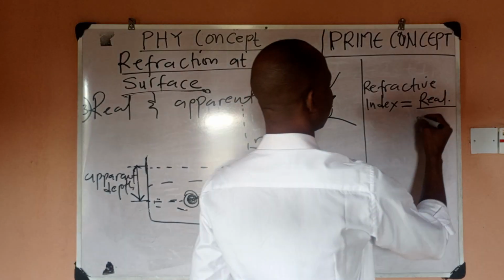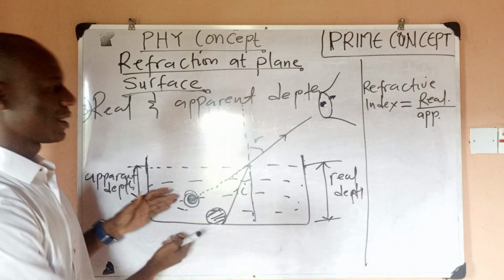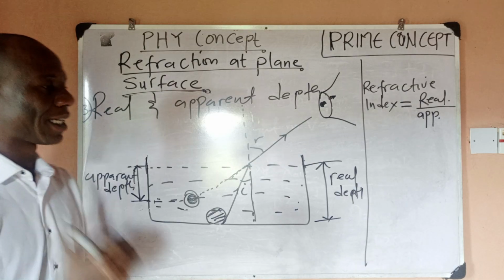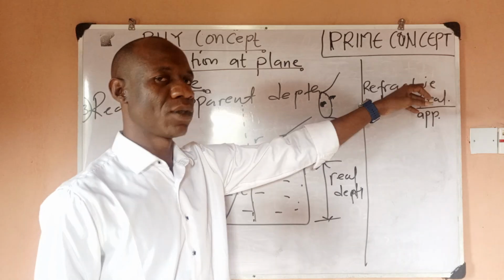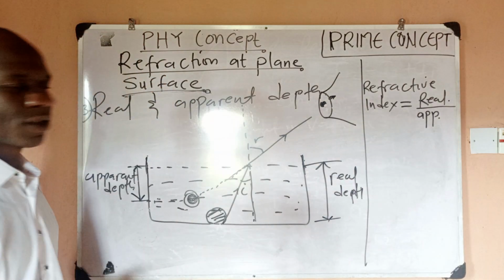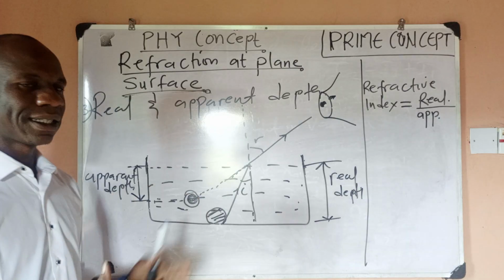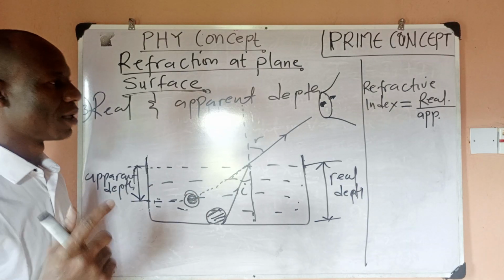It's going to be real depth over apparent depth. So refractive index in terms of this is going to be defined as the ratio of the real depth to that of what? Apparent depth. So this is how we can also obtain refractive index. So in these three scenarios, we can always find refractive index.